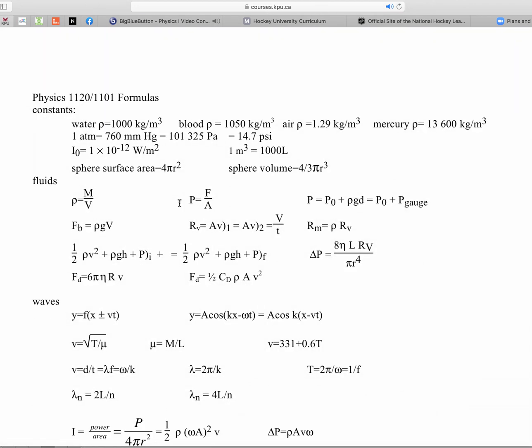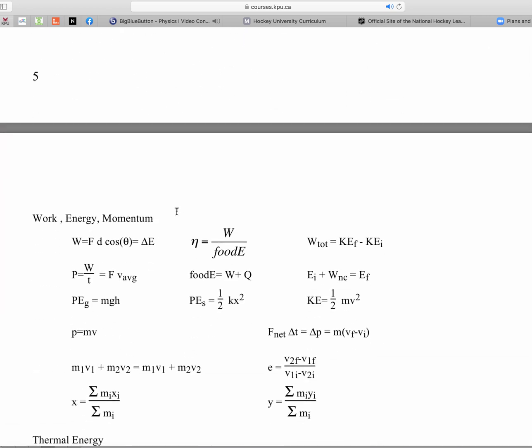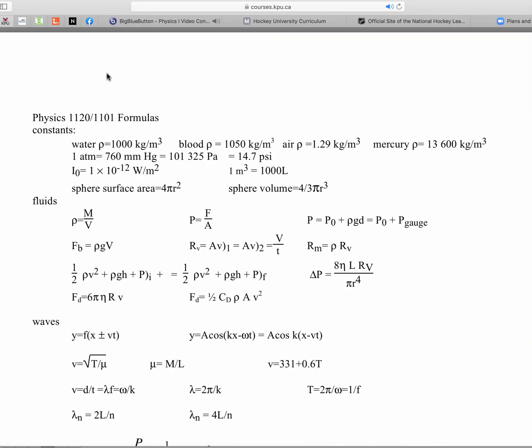Okay, next, formula page. So these are the formulas for the course. It's in your class notes. It'll be on all the tests as well.